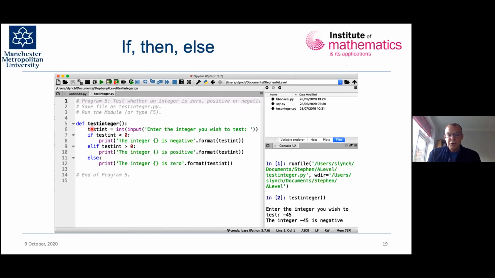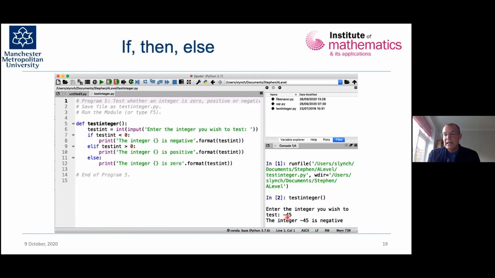Again, we define a function. We've called this one test integer, and we leave this argument open. So we're going to ask for the arguments and type it into our command window. So test int is going to be an integer, and we want the user to input something. And we give them the command, enter the integer you wish to test. So in the command window, after you've run the file, you hit return at the end of this test integer, and you get this output, enter the integer you wish to test.